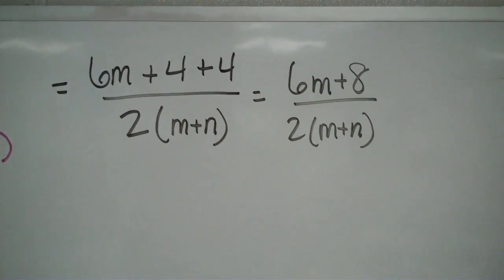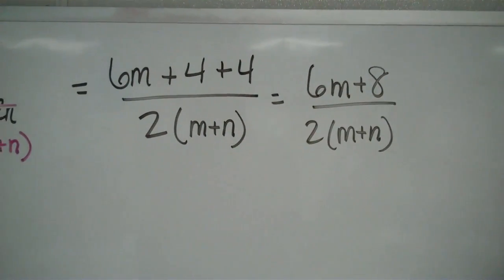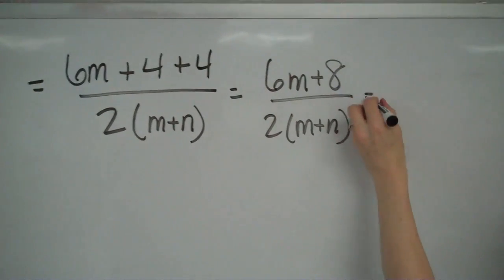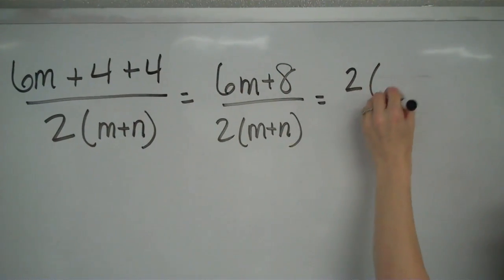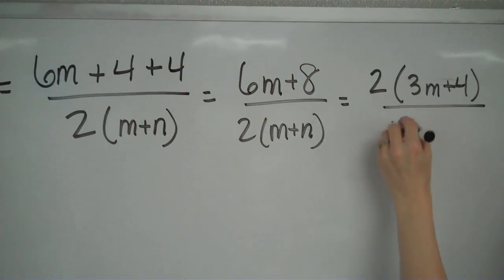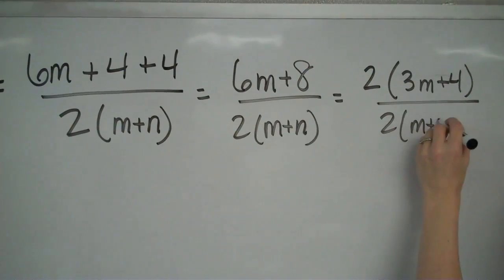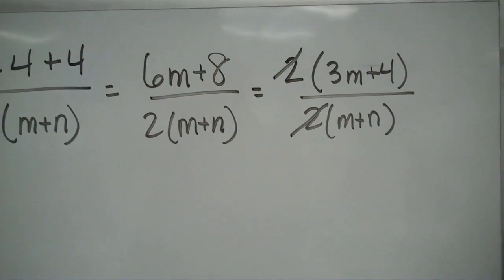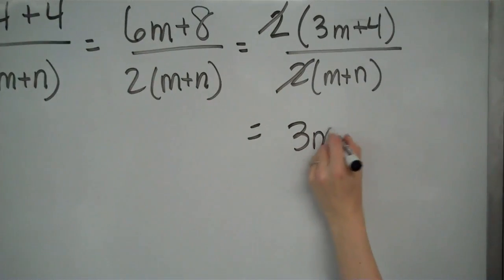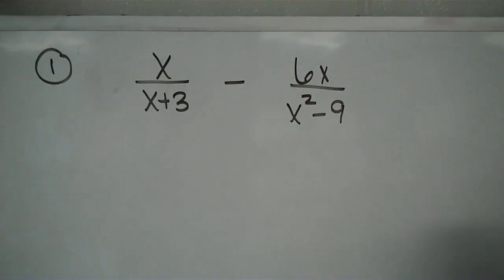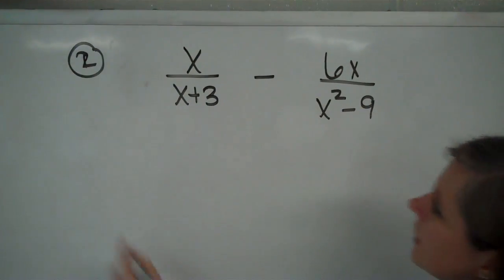And now I'm back to what we looked at in day 1, and what we worked on today, checking to see if I can factor. On the top I can factor out a 2, which gives me 3m plus 4 over 2 times m plus n. And if I look, the factors of 2 can simplify, so my final answer is 3m plus 4 over m plus n. Alright, here's our next problem, number 2.